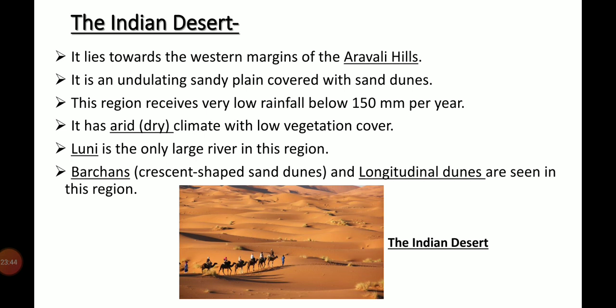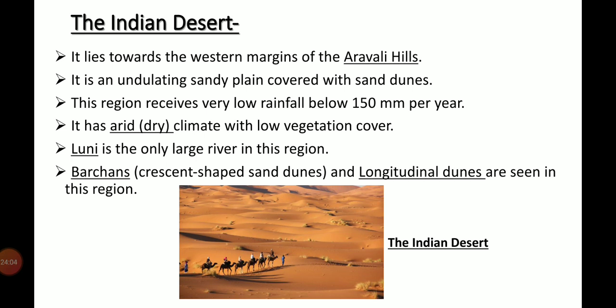Luni is the only large river in this region. But some streams or small rivers appear during the rainy season in this area. Soon after, they disappear or vanish into the sand as they do not have enough water to reach the sea.